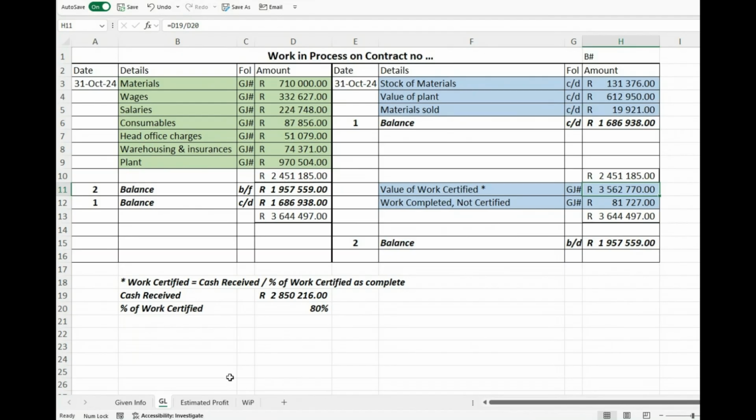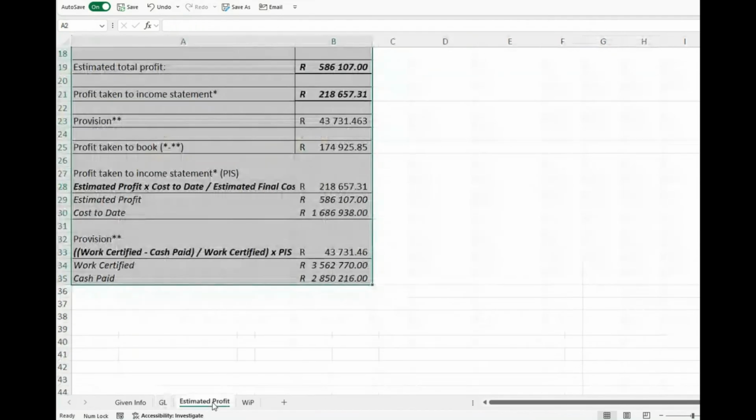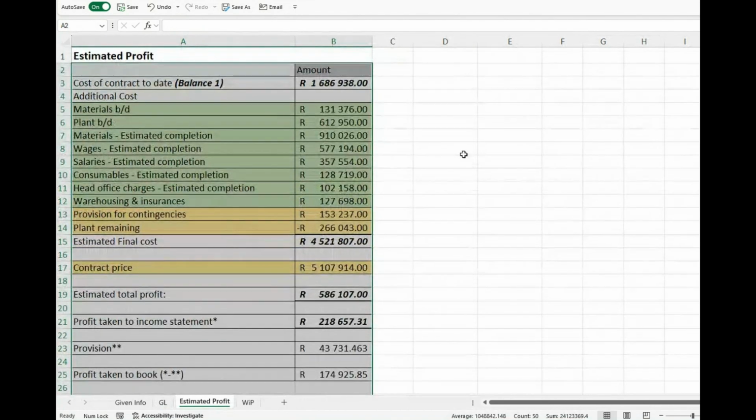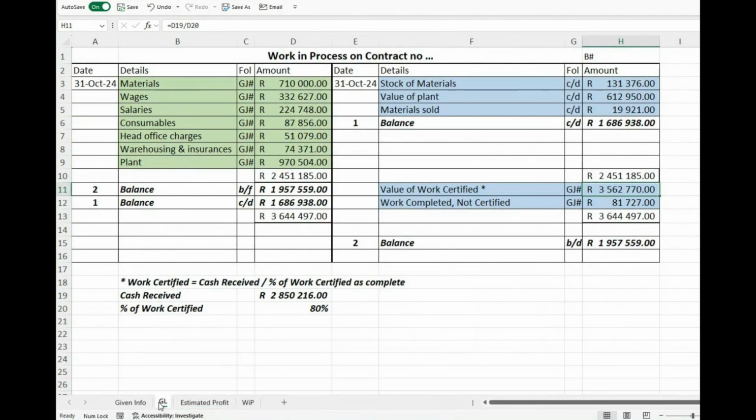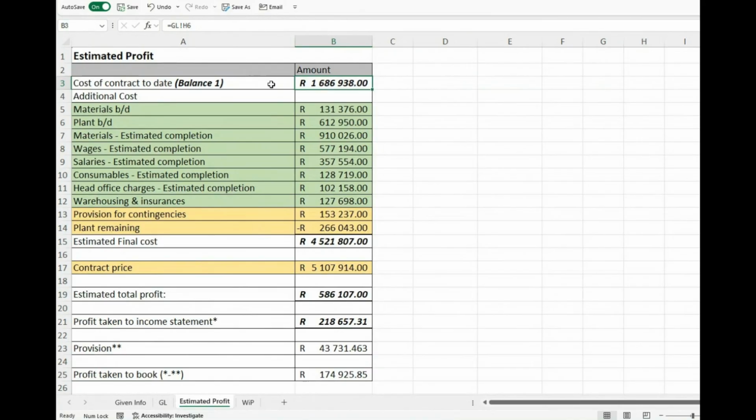Now, once you've done that, you can calculate the estimated profit. So how do we do that? Okay. Here we say the cost of the contract to date is balance one. That is why you had to complete the GL first, to get to this balance one. You're taking balance one and you're putting that as the first thing of the cost of the contract to date. Okay. Then there are additional costs.